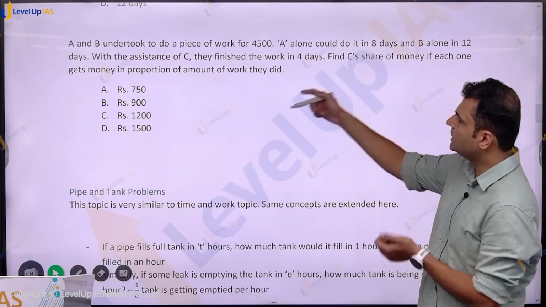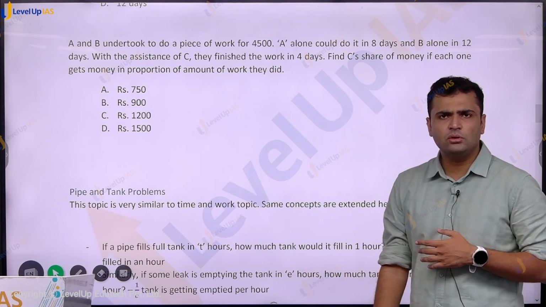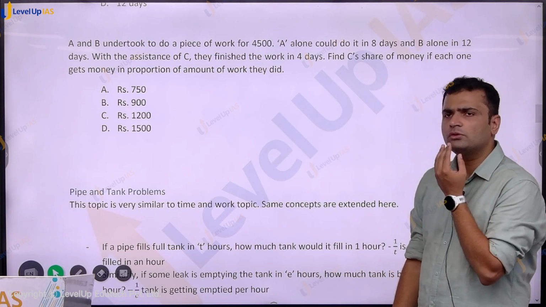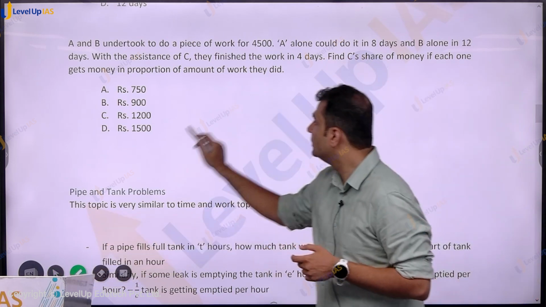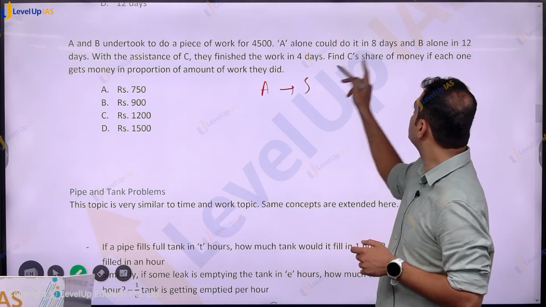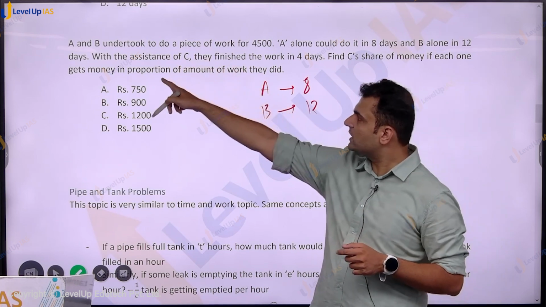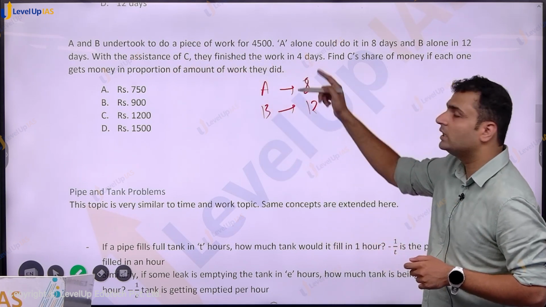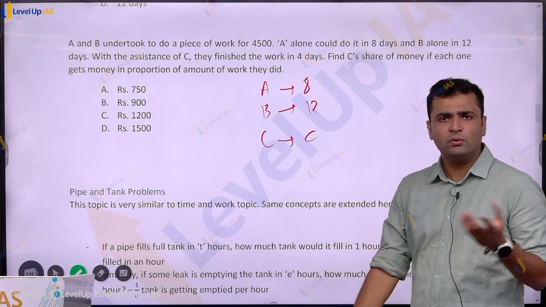Now next question. A and B undertook a piece of work for 4,500 rupees. So in total they will get 4,500 rupees to finish the work. A alone could do it in 8 days, B alone in 12 days. And what they're saying is, with the assistance of C, they finish the work in 4 days. So C, we don't know how many days, so we'll assume C days. We want to find that out.